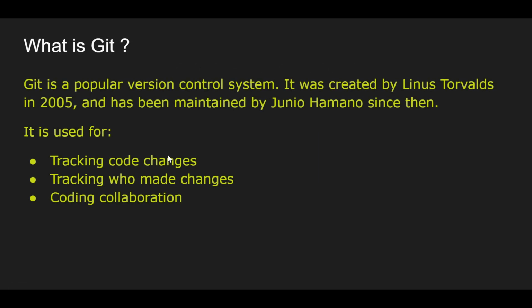So what is Git? Git is a popular version control system. It was created by Linux, and after that it is now maintained by some other person. It is used for tracking code changes, tracking who made changes, and coding collaboration. Basically, it is used in enterprise to do development in a team. When multiple developers are working together, they need some tool that helps to collaborate and maintain the code at a single centralized location.